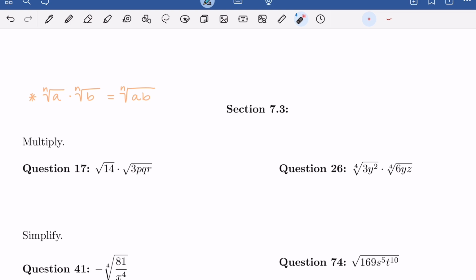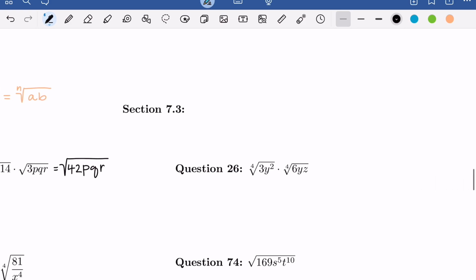Now that is listed in the textbook, but I also wrote it down here. And what it says essentially is the product of two nth roots is going to be the nth root of that product here. So let's look at question 17 here. We're multiplying two square root expressions here. So since we have the same square root, what we can do is just multiply these guys. So we're going to have 14 times 3, which will give us 42, and we still have p, q, and r, and this is all going to be under our square root. So that's our final answer for that one.